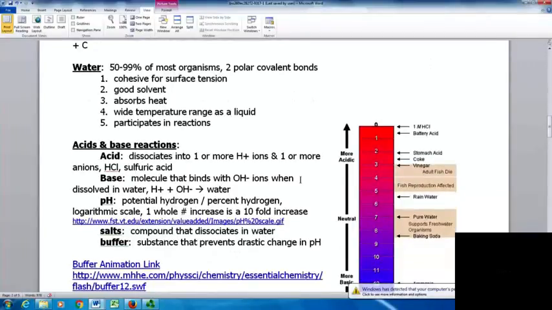One type of reaction you see with them is acid and base reactions. Acids dissociate into one or more hydrogen ions and one or more anions. Examples would be hydrochloric acid and sulfuric acid. Bases are going to be molecules that bind with hydroxide ions when they're dissolved in water. So the hydrogen plus the hydroxide would form water. There are other definitions for acids and bases in chemistry. We're just trying to keep it nice and simple in our overview here.